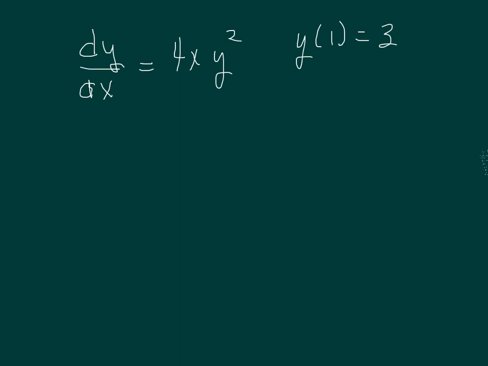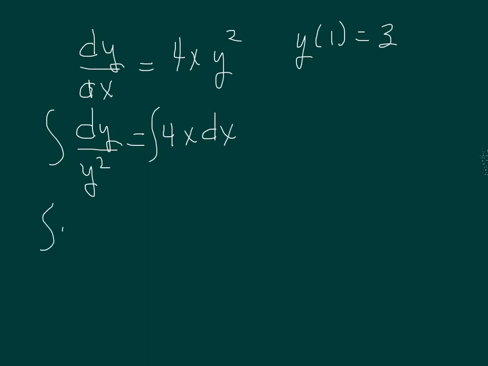And I'm going to divide by y squared and multiply by dx. And then we'll integrate both sides. Now to integrate, it's obviously going to be easier if we raise this to a -2. Now remember, just simply separating your variables can get you a point on the free response.